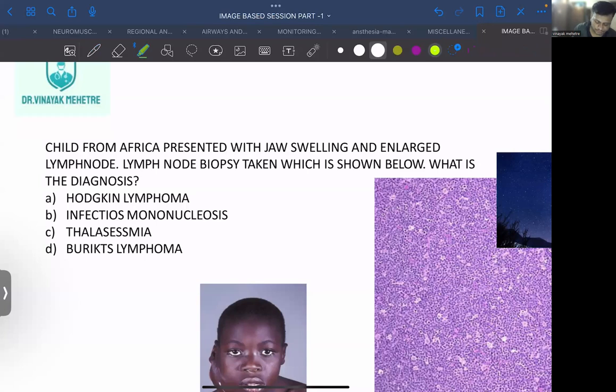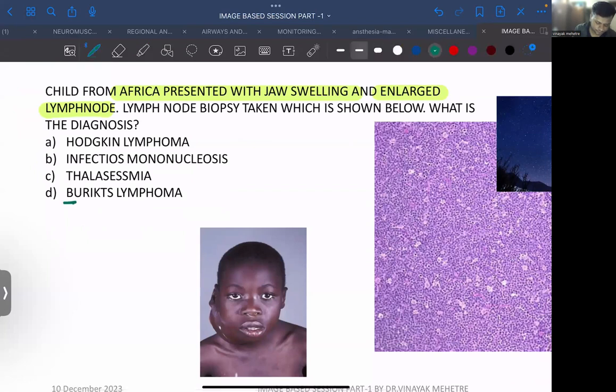Child from Africa presented with jaw swelling and enlarged lymph node. Whenever you will see African child, खत्म. Question is finished. B for black. Answer is Burkitt lymphoma. Don't take time also. African child with jaw swelling, answer is always going to stay Burkitt lymphoma. Question एक लाइन में खत्म हो गया.